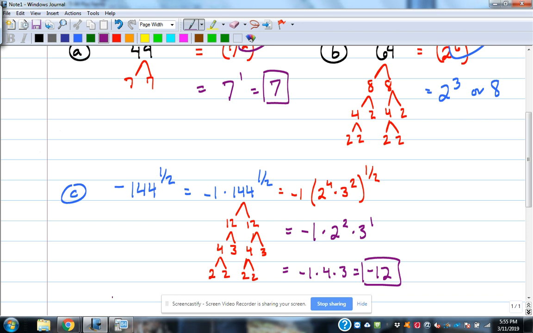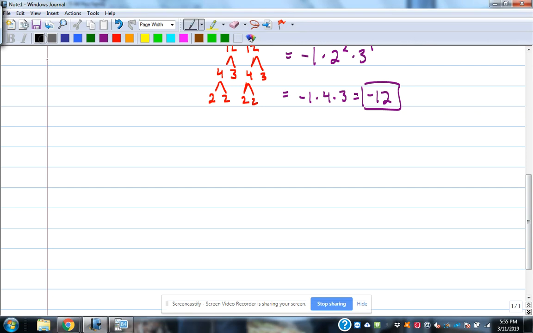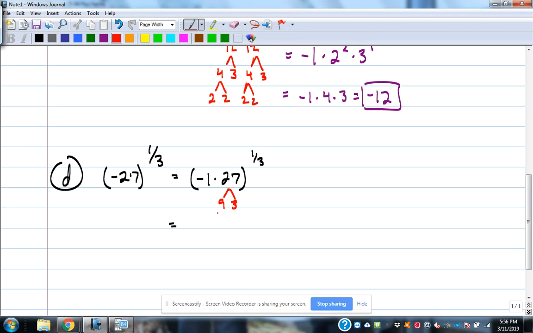So let's look at -27. Let's do a different power instead of 1/2. We've been doing a lot of 1/2, so let's do a different fraction. -27 in parentheses to the 1/3 power. So you can think about that as being -1 times 27, and then the 1/3 power, and go, okay, well, what's 27? It's 9 times 3. 9 is 3 times 3. So 27 is really 3 to the 3rd power.